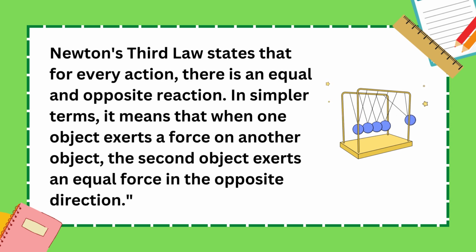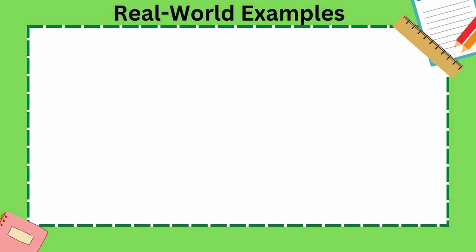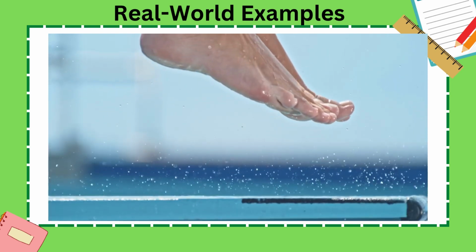In simpler terms, it means that when one object exerts a force on another object, the second object exerts an equal force in the opposite direction. Let us look at some very everyday examples to understand this law better. A person jumping off a diving board.